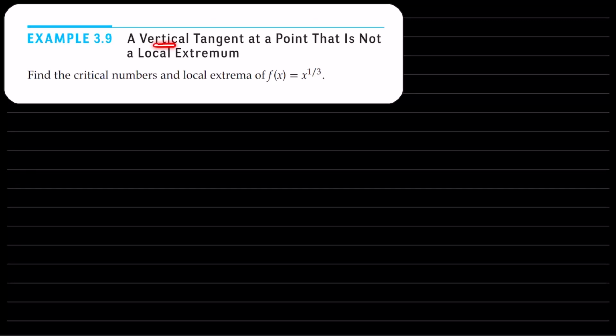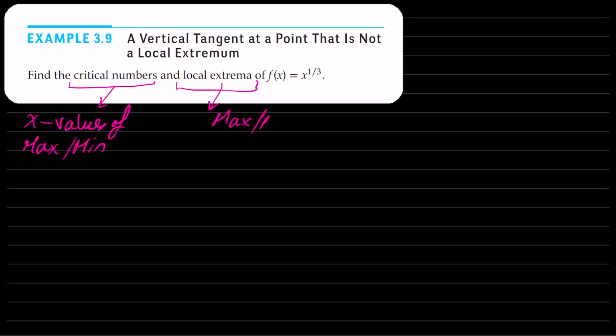Also, if we have a vertical tangent for the graph, it's not considered a local extrema. So again, critical numbers are the x values of the maximum and minimum. Local extrema are the maximum or the minimum, which is usually the y values. So in order to find the critical numbers, we usually find the derivative f of x and make it equal to 0.